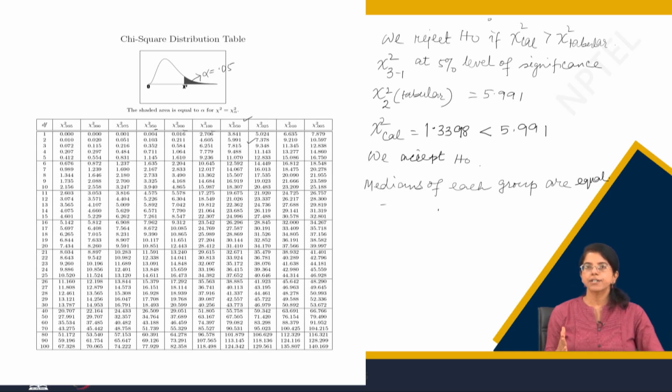What was the decision rule? Once again, if chi-square is greater than chi-square tabular, we reject the null hypothesis, but it is less than, therefore, we accept the null hypothesis. Medians of each group are equal. Clear?